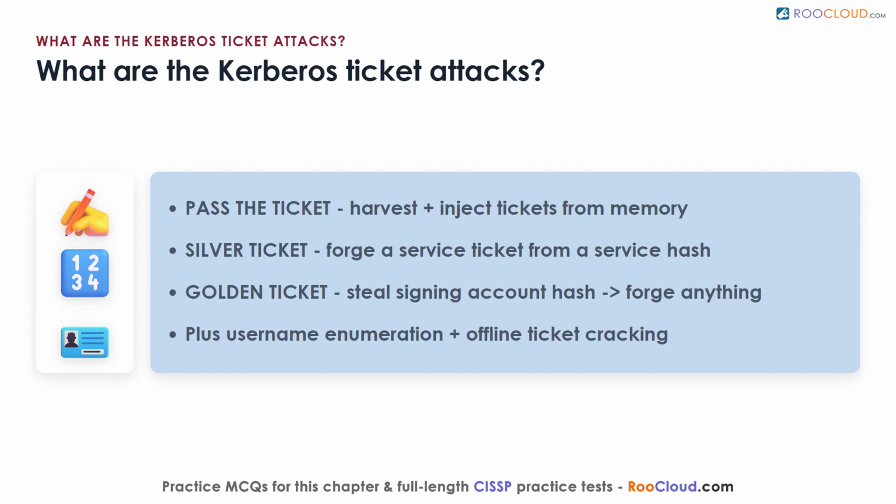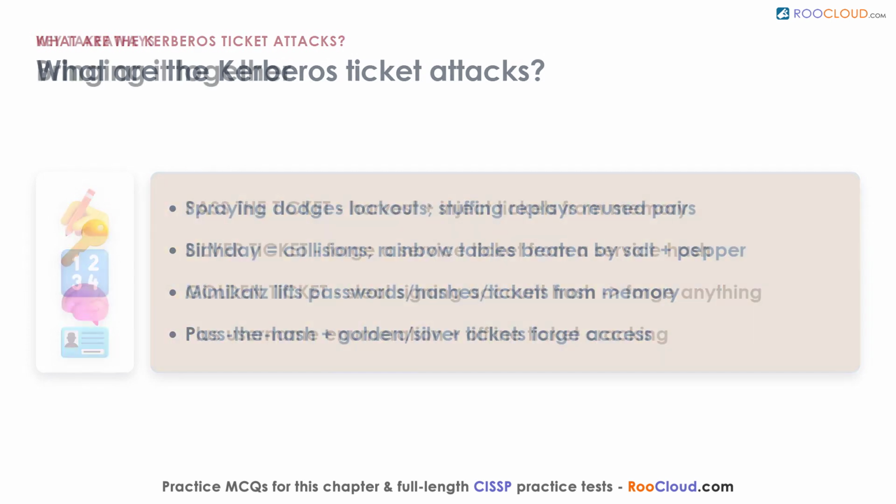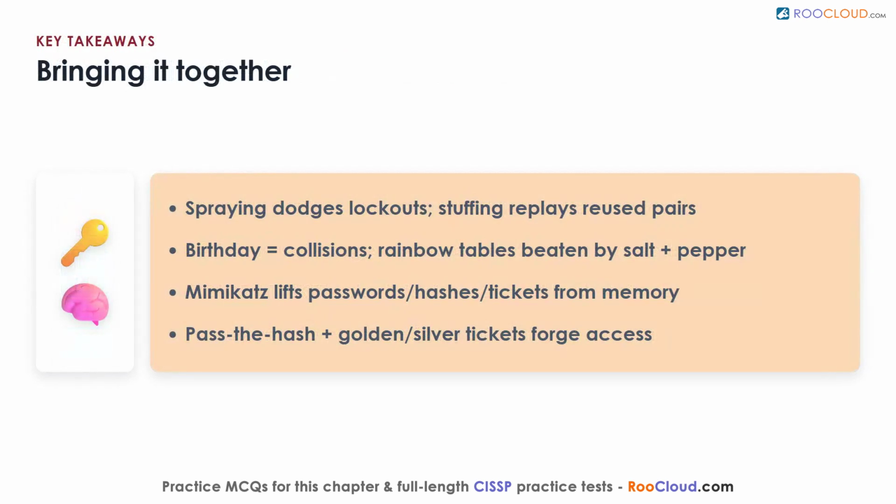There are also guessing-style attacks that abuse Kerberos responses to enumerate valid usernames or to harvest tickets that can be cracked offline. The through line is that stolen ticket material is as good as a password, and sometimes far more powerful. So let's bring it together. Spraying dodges lockouts by trying one password across many accounts, while credential stuffing replays reused pairs across many sites.